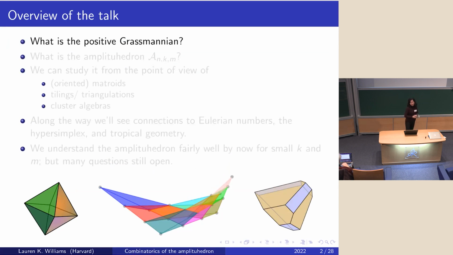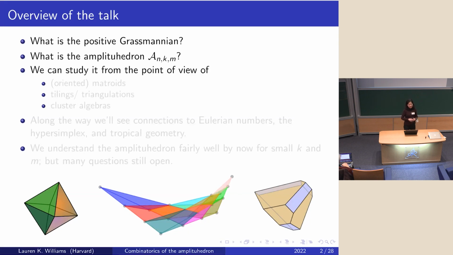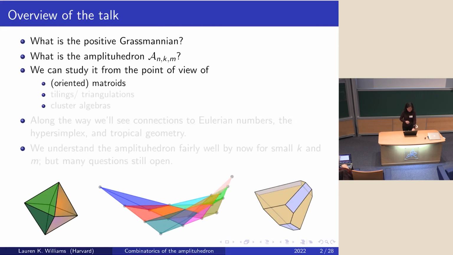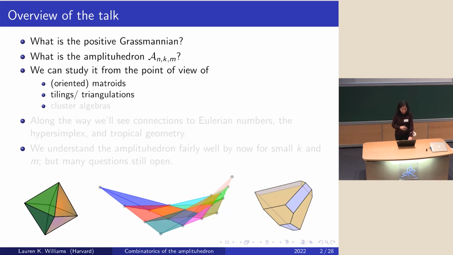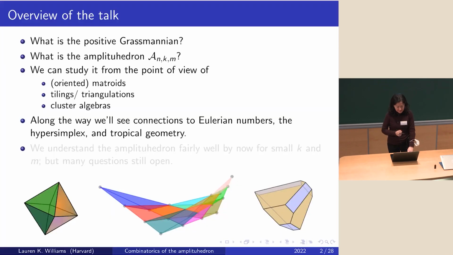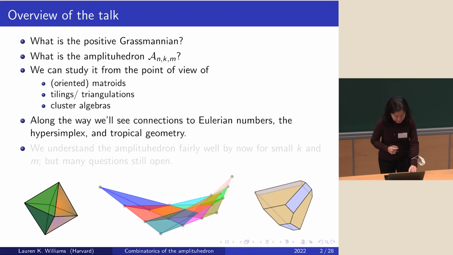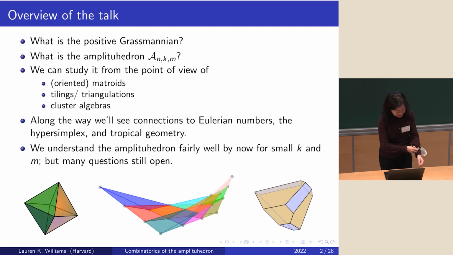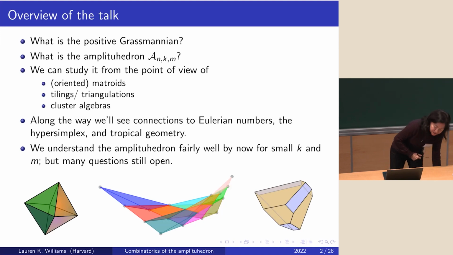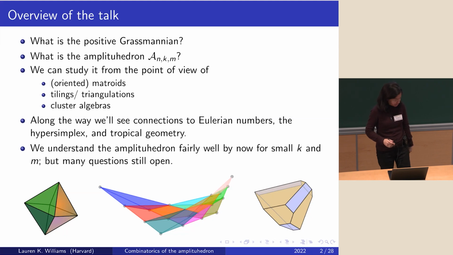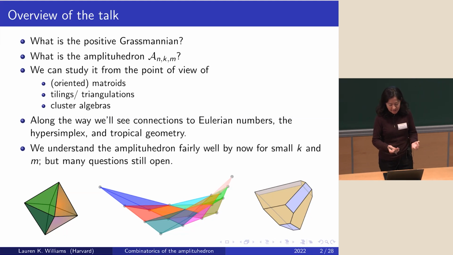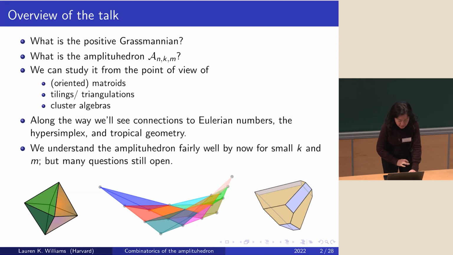So let me give a little overview of my talk. I will start by explaining what is the positive Grassmannian, and then I'll introduce the main object, which is the amplituhedron. And I'll explain how we can study it from several points of view, including matroids, tilings, triangulations, cluster algebras, and along the way we'll see some connections to nice objects from combinatorics, including Eulerian numbers and the hypersimplex. And I guess one thing that you'll see as I give my talk is that we understand a lot of things about the amplituhedron when the parameters k and m are small, but many questions are still open.